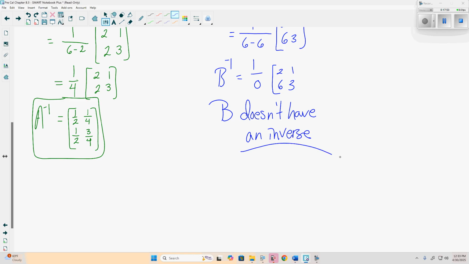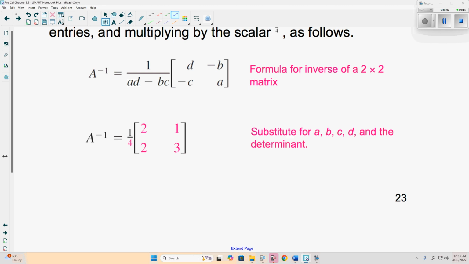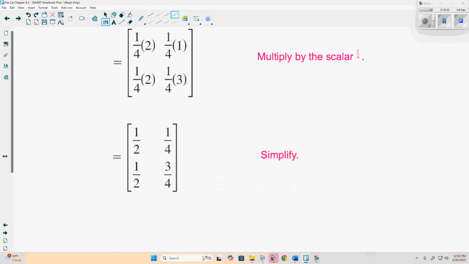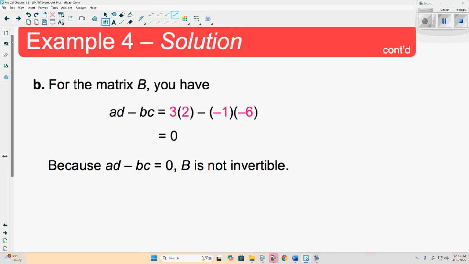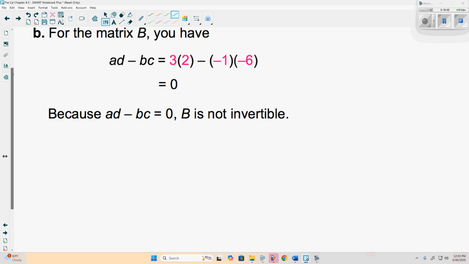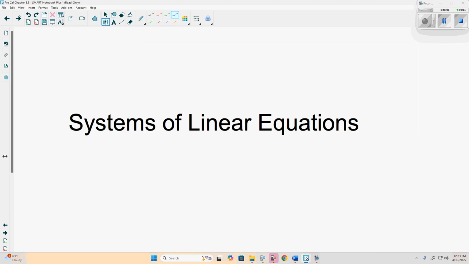If the determinant is 0, it does not have an inverse. It doesn't matter what size, it does not have an inverse. Exactly what we got. Because the determinant is 0, it is not invertible.